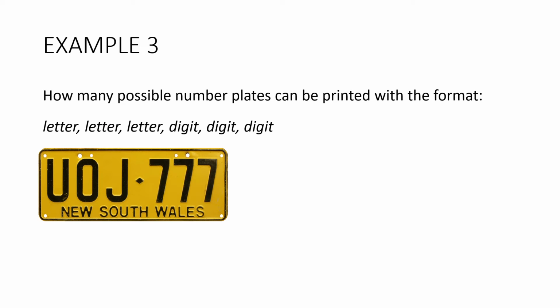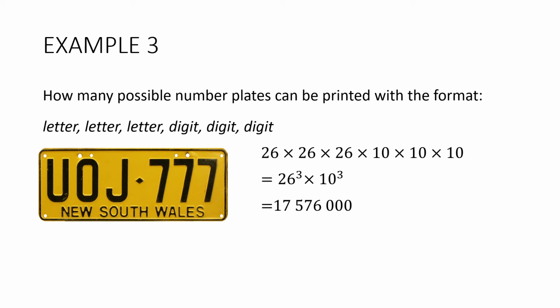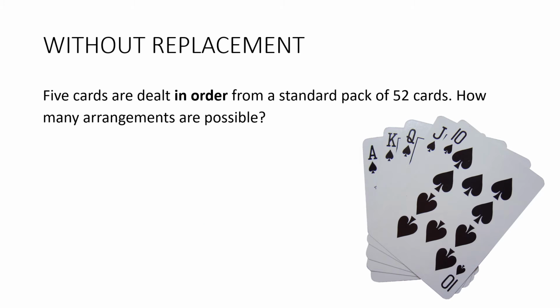And example 3, how many possible number plates can be printed with the format letter, letter, letter, digit, digit, digit? Well, there's 26 possibilities for each of these letters. And how many digits are there? We have to include the 0. So 0 through to 9, there are 10 digits. So the number of possible number plates must be 26 times 26 times 26 times 10 times 10 times 10. Or we can write it in index notation, 26 cubed times 10 cubed. It gives us 17,576,000.